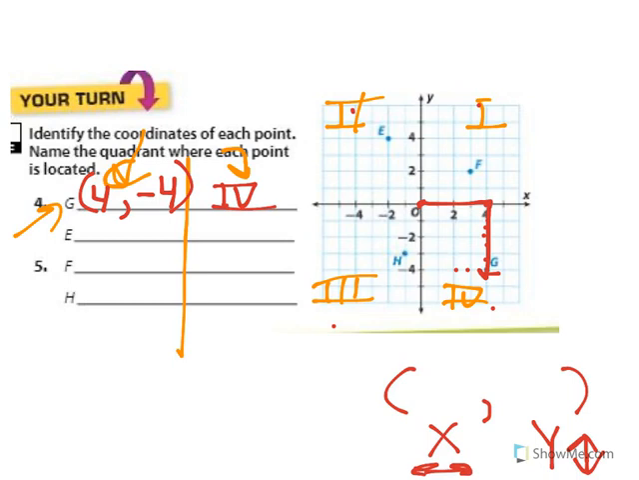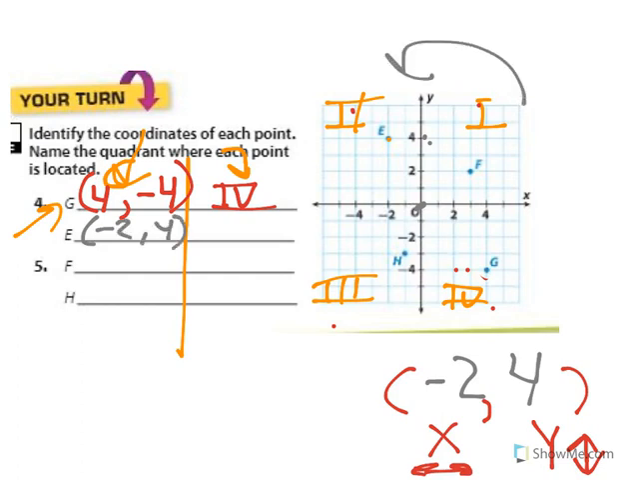I'm going to erase this line as you're working on that. Alright, so there is E right there. Pick a different color. What do I do first? I start at my origin. I go to the left 2. So that means I go negative 2, and then I go up to 4. So E is negative 2, 4. And which quadrant is that? Again, this is 1. I go counterclockwise. That would be quadrant 2.